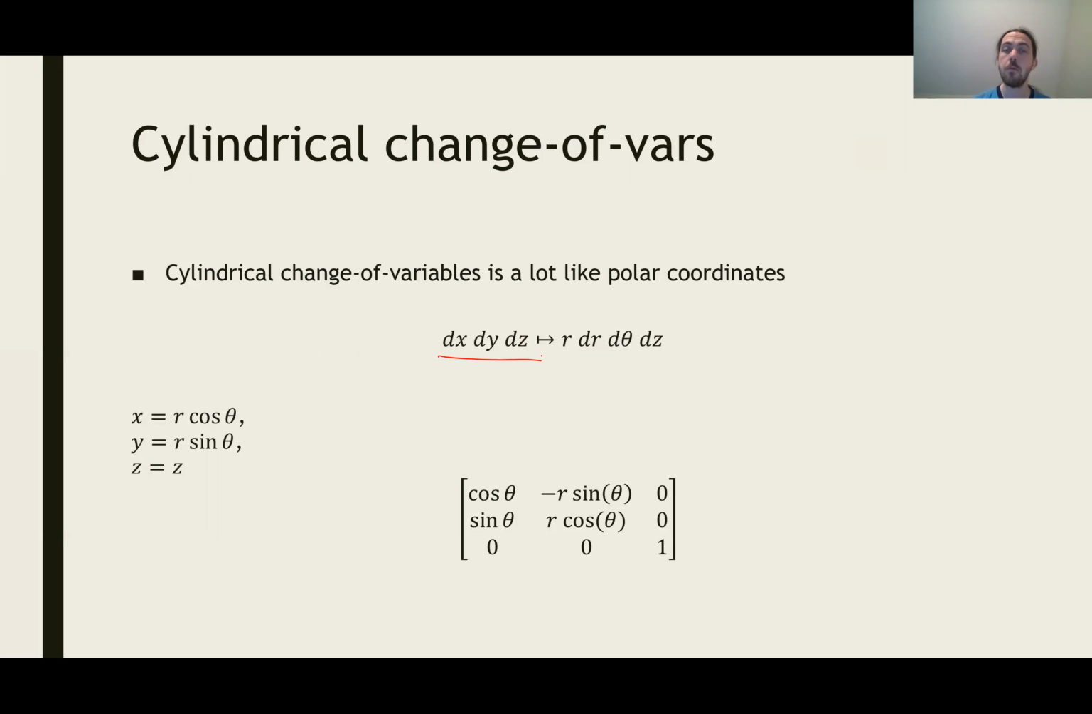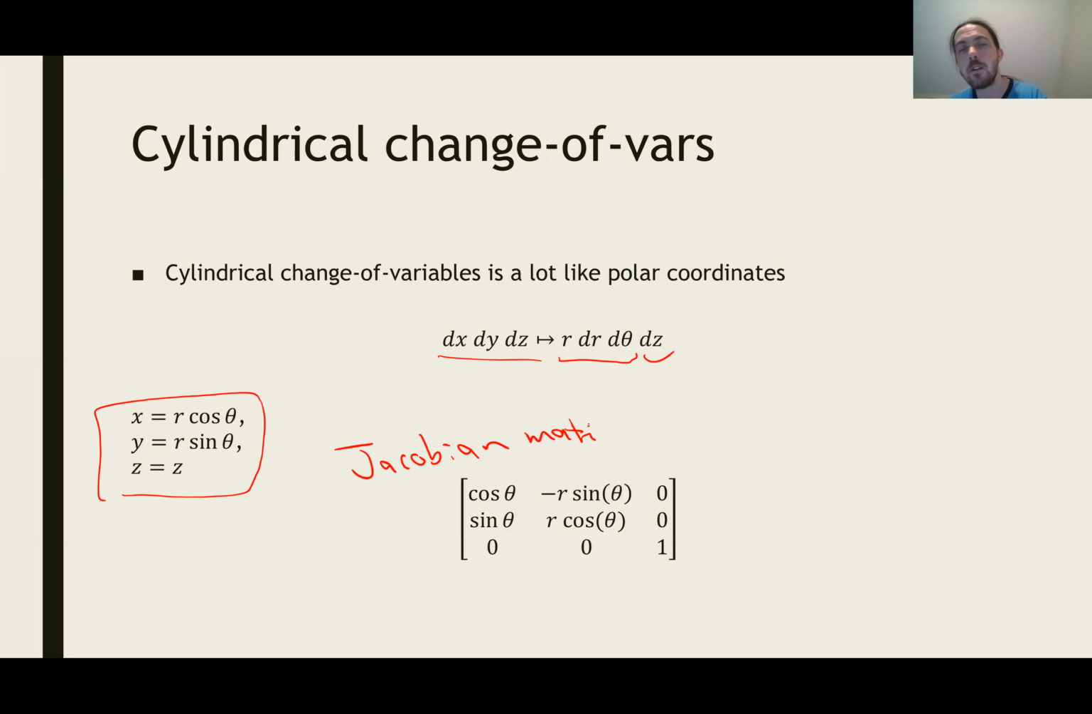We take dx, dy, dz, and we replace that with r dr d theta, that's our polar coordinates distortion factor, and then times dz. So we just do stuff in the x and y variables and leave the z variable alone. To show that that's correct, we take these formulas: x is r cos theta, y is r sine theta, and z is equal to z. We're supposed to write down the Jacobian matrix here, which I did earlier because I did not feel like writing it on the slides by hand.